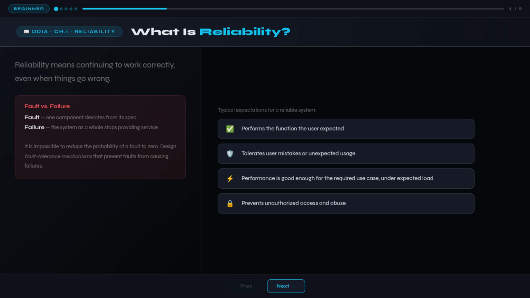There is one exception: some faults are better prevented than tolerated. Security breaches are the clearest example. If an attacker has compromised your system and accessed sensitive data, that event cannot be undone. For security faults, prevention is the goal. For most other faults, hardware failures, software bugs, human errors, the goal is tolerance.